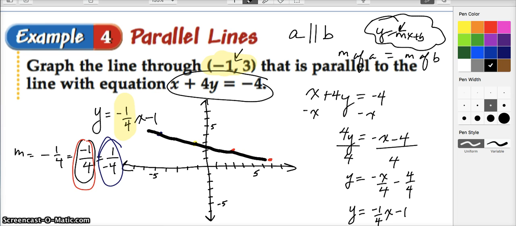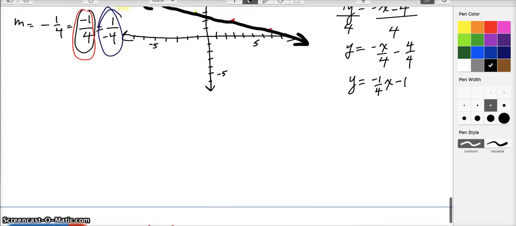All right, so I'm drawing this line, kind of okay. Here's my line, and the slope is negative 1/4, and it did go through the point (-1, 3). We did it. Let's look at this next one.